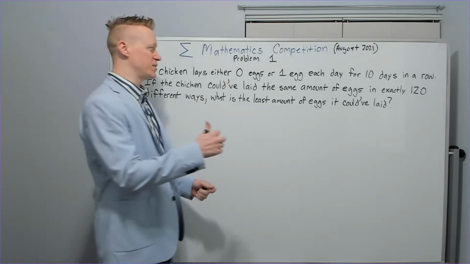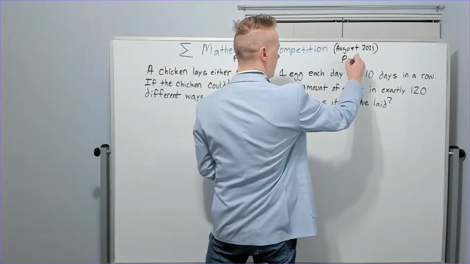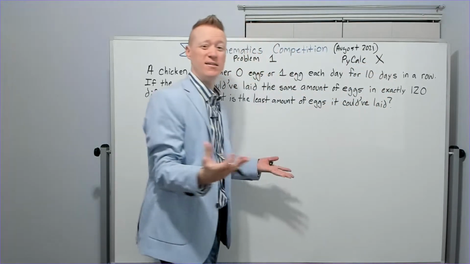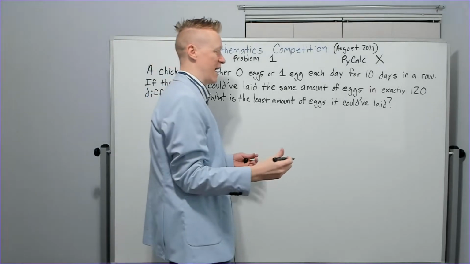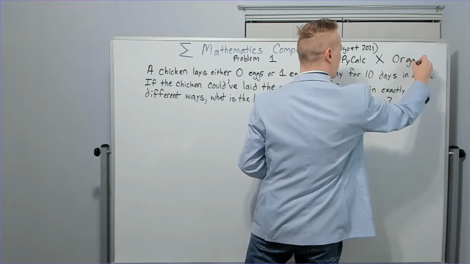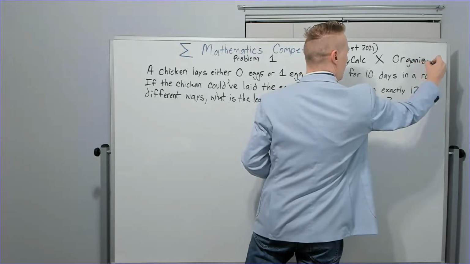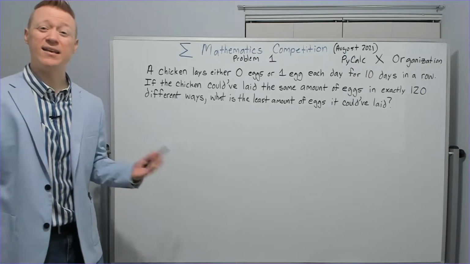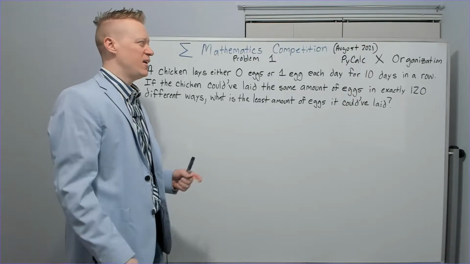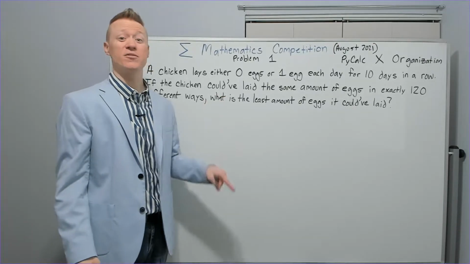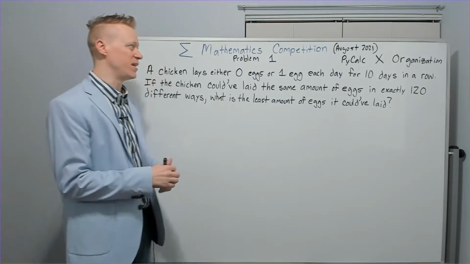It was put out by PyCalc, and then there's an X, but it could be the Greek letter chi. I don't know, because I haven't heard it pronounced out loud. It's the PyCalc X organization, and I believe they are located in India. I'm not 100% sure on that. You can find out more from my previous video, which will have them linked, and I will link to their website in this video as well.